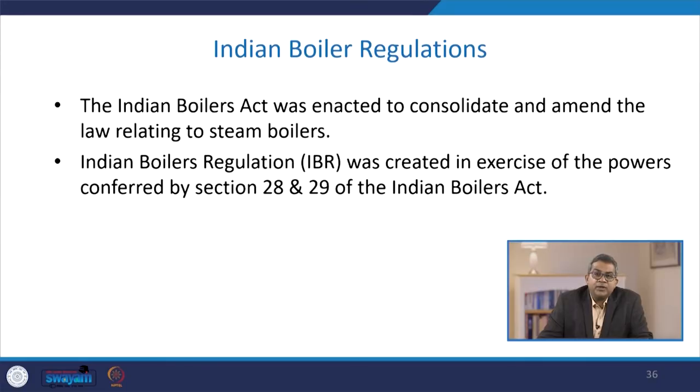In India, again in our country, we do have boiler regulation and the Boiler Act. The Indian Boiler Act was enacted to consolidate and amend the law related to the steam boiler. The Indian Boiler Regulation was created in exercise of the power conferred by sections 28 and 29 of the Indian Boiler Act.